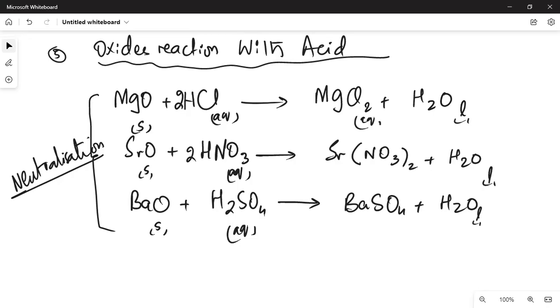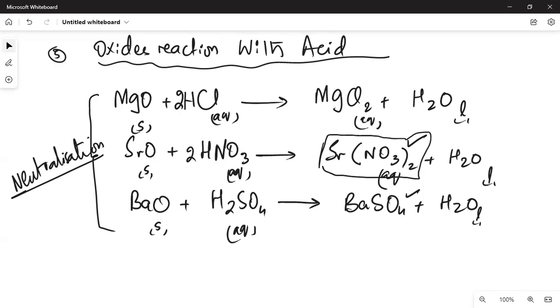Magnesium chloride is aqueous. Strontium nitrate और barium sulfate की states आप लोग मुझे बताएंगे. I said it earlier कि आपने solubility rules याद करने हैं O level से. बेटा मुझे बताओ strontium nitrate की state. Aqueous.